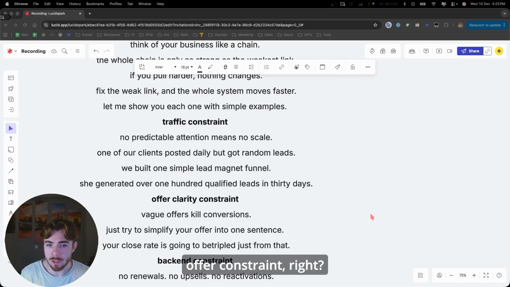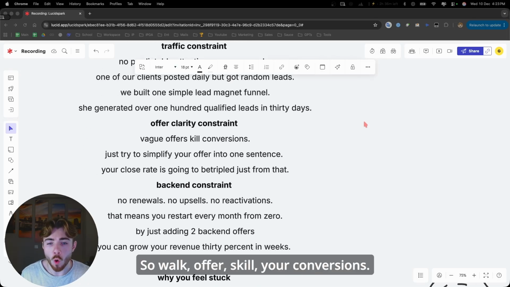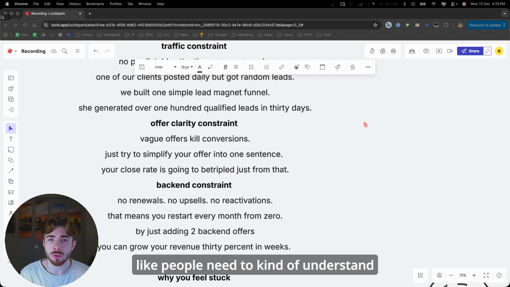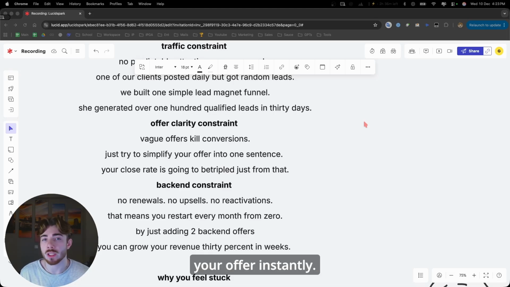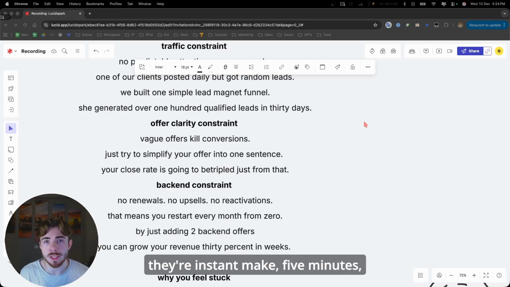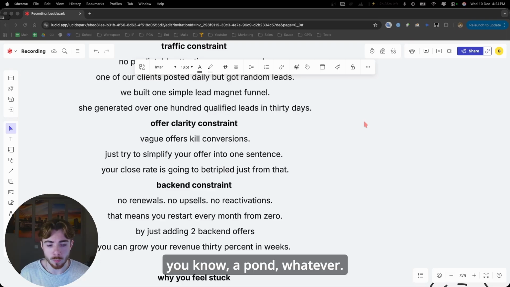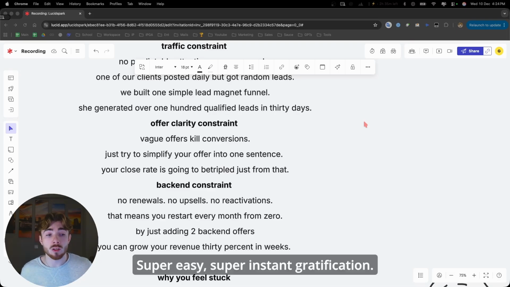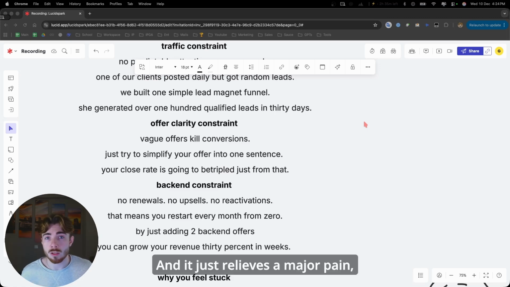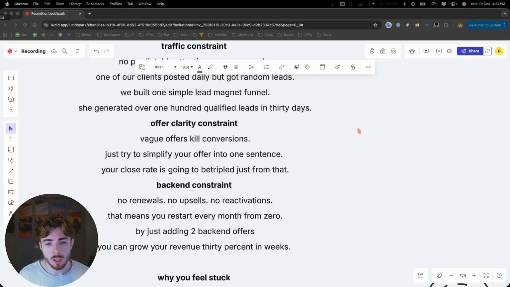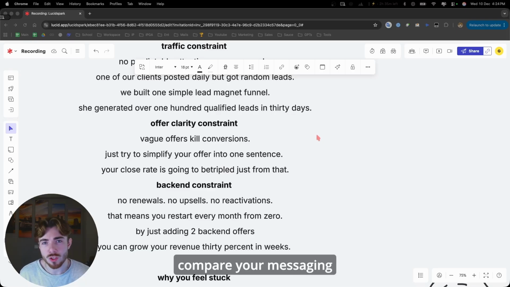So next one is offer constraint, right? Vague offers kill your conversions. And when I say that, I mean people need to understand your offer instantly. Just think of instant noodles. People buy them because they're instant to make, five minutes. They know how to make them. It's very easy. Just put water into a pan or whatever, and make them there, right? Super easy, super instant gratification, and it relieves a major pain, which is of course hunger. So yeah, just compare your messaging to instant noodles.